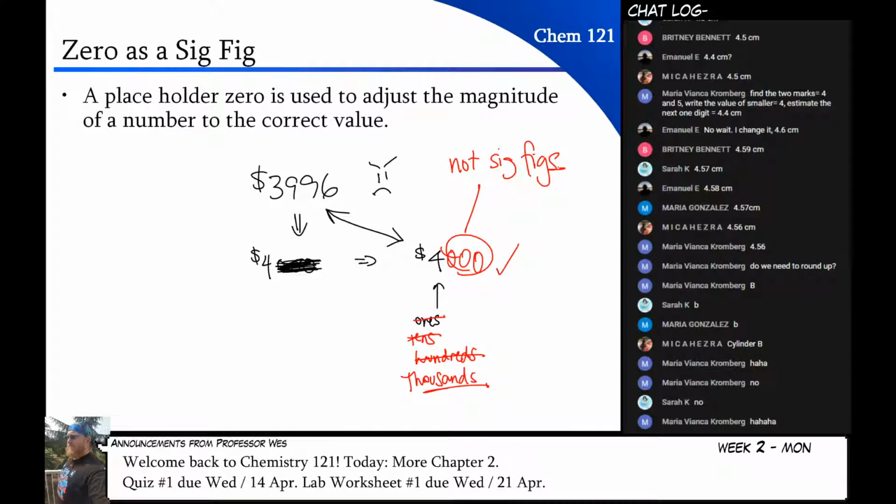So if you have a one-digit number with a bunch of zeros after it, those zeros are not significant figures. They don't tell you anything. They are just there to make sure that 4 is in the right spot so that I give you the correct magnitude of money. Not $4, but $4,000.